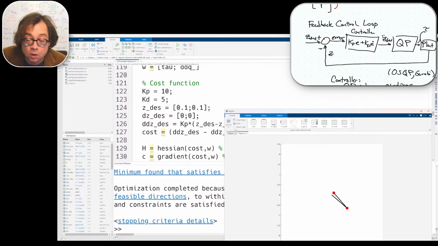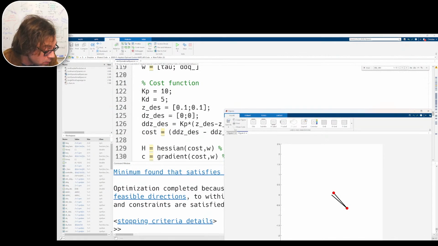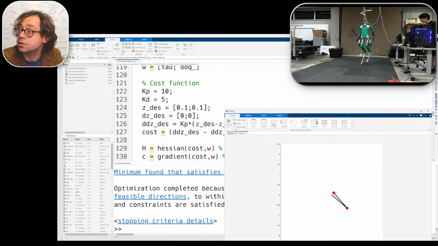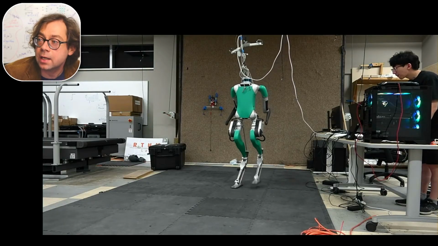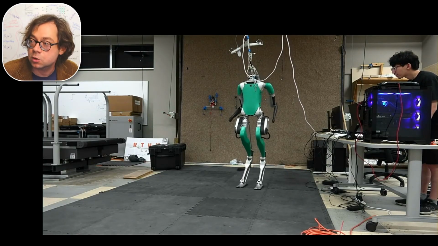And what does this do, my friends? Well, let me pull up the video. This is my student's controller, my student Tianza Wang. Can you see this? Yes, you can see. Here we go. This walking robot right here is using operational space control.